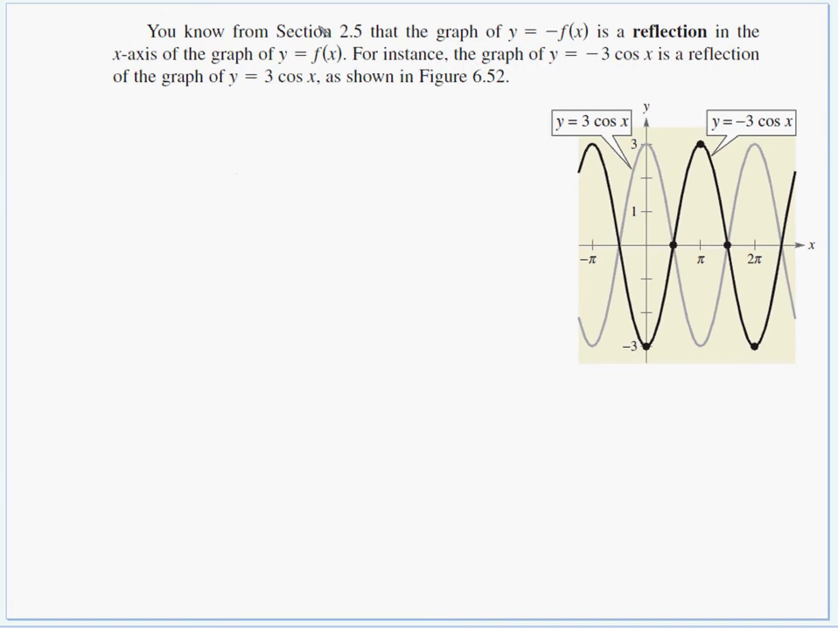You know from a previous section that the graph of negative of f of x is just a reflection of the graph across the x-axis. I talked about this. It's just going to change where you begin and end. Let me just do this again.